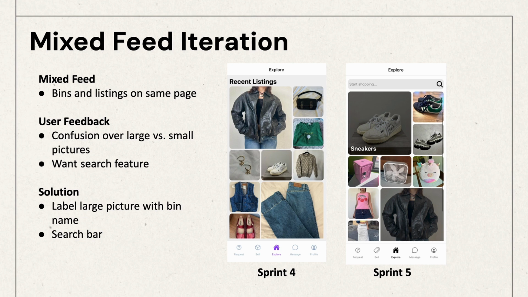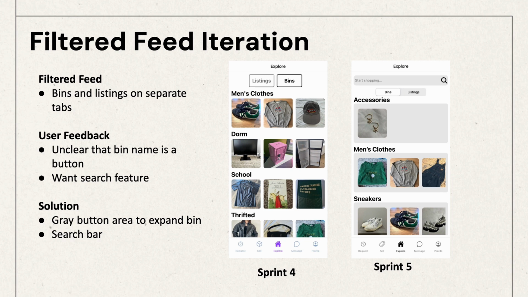On the mix feed, for example, users were confused about the difference between large and small pictures. Thus, we labeled bins with their title and added a gray overlay. Now users have a visual cue that clicking on a bin navigates to a different page. On the filtered feed, it was unclear that the bin name was a clickable button. Thus, we added a gray button area for the user to expand the bin. On both feeds, we also added a search feature so that users can search for specific listings.